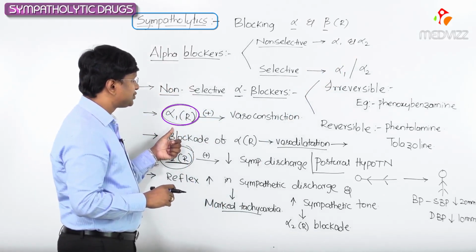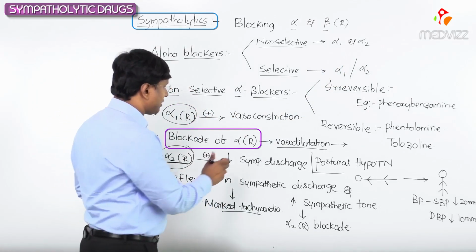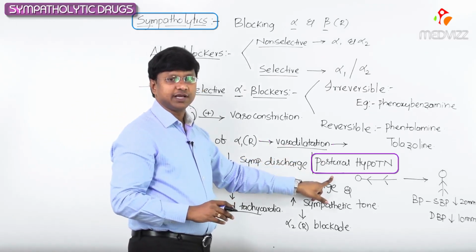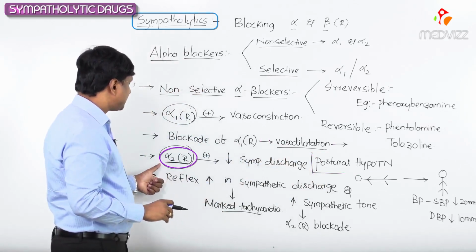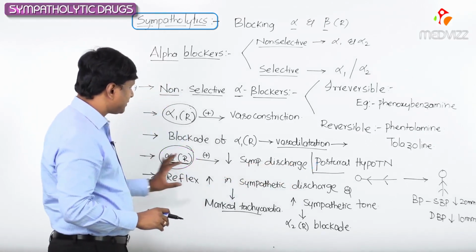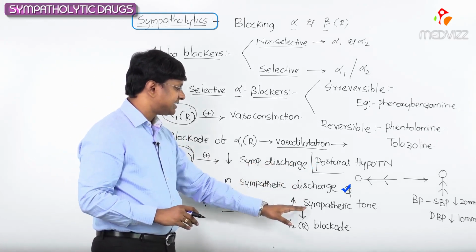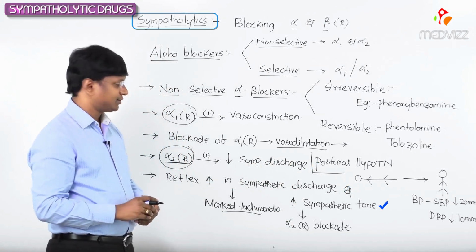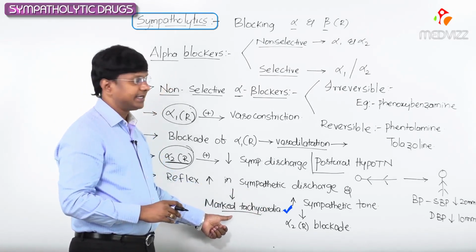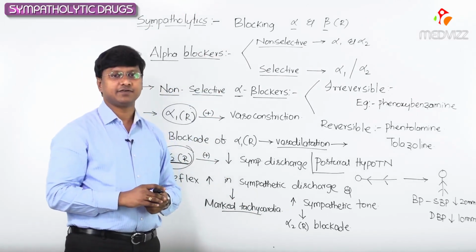When alpha 1 receptors are stimulated, there will be vasoconstriction. So whenever there is blockade of alpha 1 receptors, that will result in vasodilatation, which will cause postural hypotension. Whereas once alpha 2 receptors are stimulated, there is a decrease in the sympathetic discharge. So once these alpha 2 receptors are blocked, there is a reflex increase in the sympathetic discharge as well as an increase in the sympathetic tone. And because of the reflex increase in the sympathetic discharge, there is marked tachycardia. So this is what will happen because of the non-selective alpha blockers.